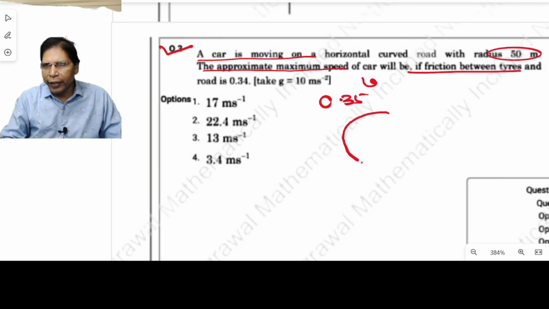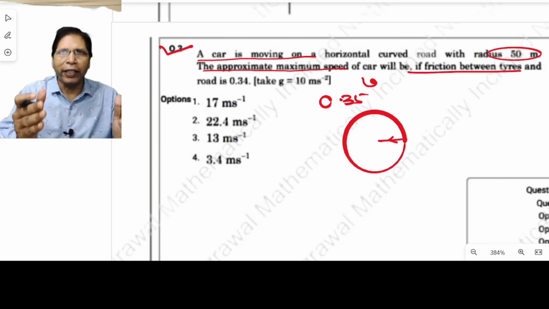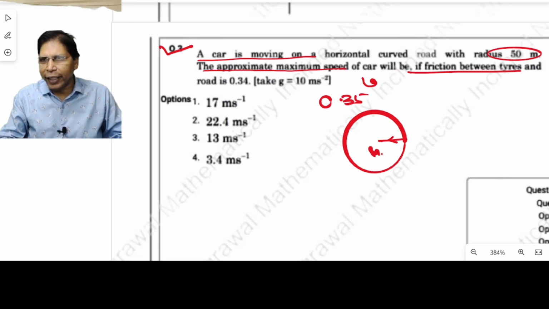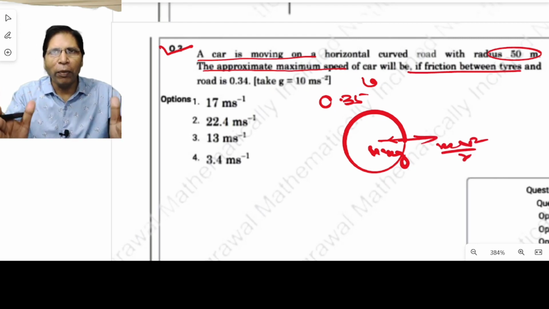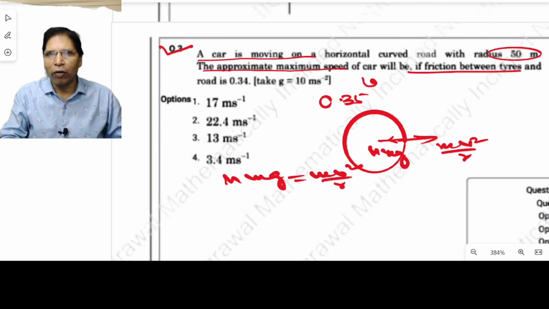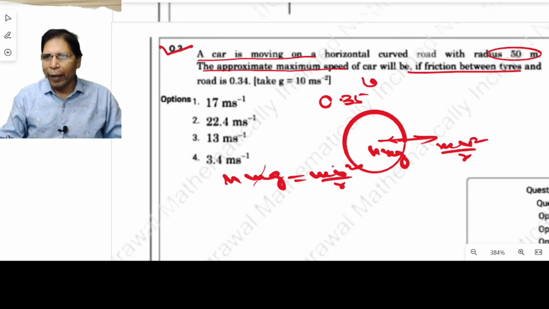In the case of a horizontal road, the centrifugal force is provided by the limiting force of friction. So in this direction it is mu mg, and in this direction it is mv square by r. Now put this value: mu mg equals mv square by r. Therefore m and m cancel out, and v equals root under mu rg.